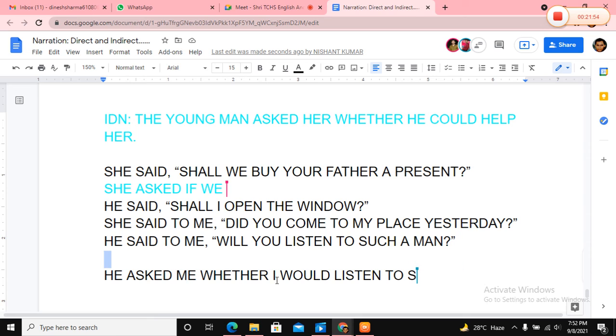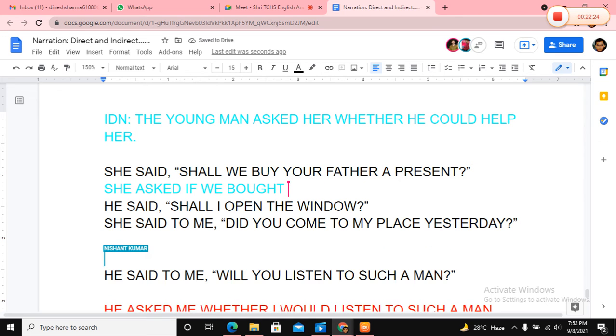Which one? Last sentence. He asked me whether I would listen to such a man. If you are following the rule, Nishant, don't worry about whether you are right or wrong. Everything is right when you are following the rule. Yes, sir. Okay. So let me type some more sentences. My phone is black, na? Fine.